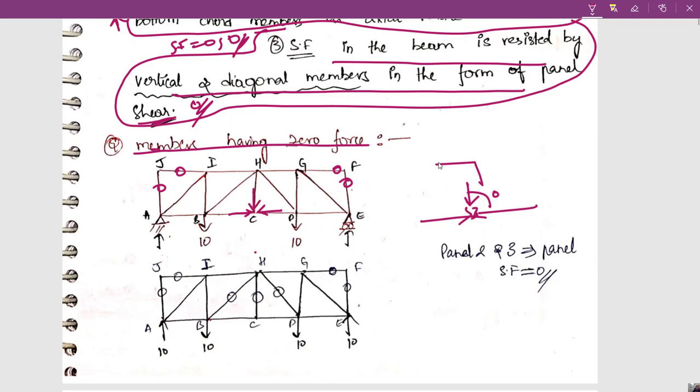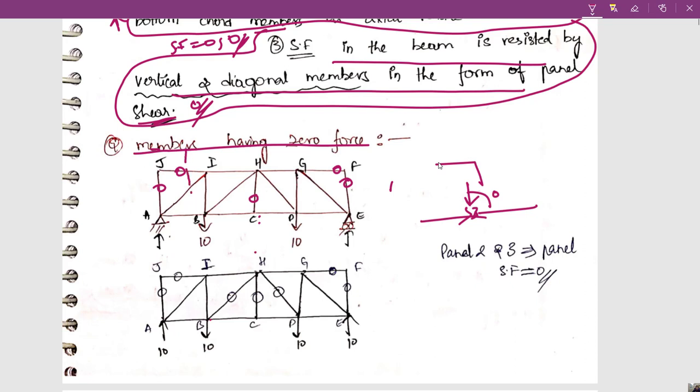This force is making some angle, so it will be 0, as there is no external load. If there was some external load, obviously it won't be equal to 0, right? So we already know this concept. So I got 5 members. Now let us see panel shear. We have just learned about panel shear, right?